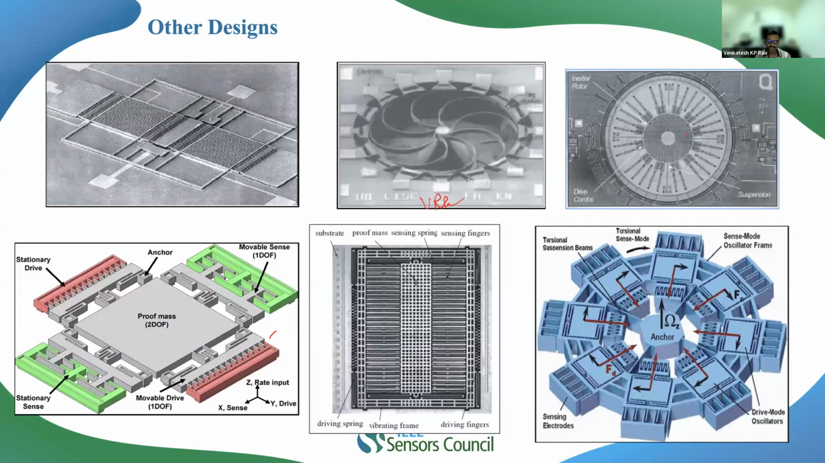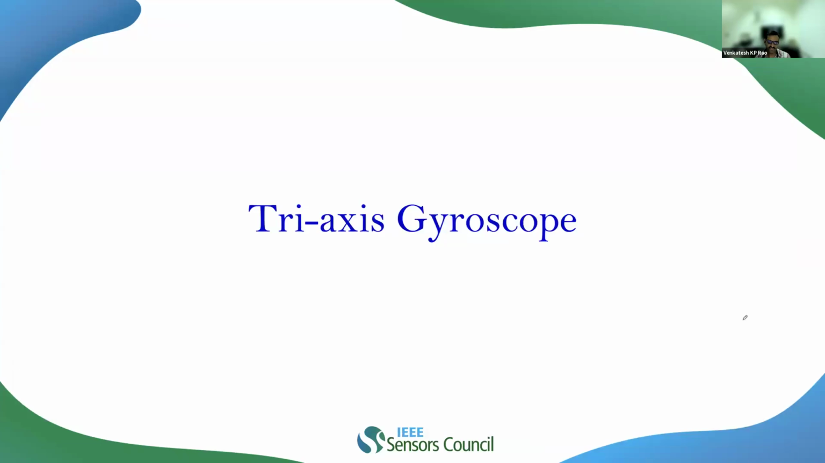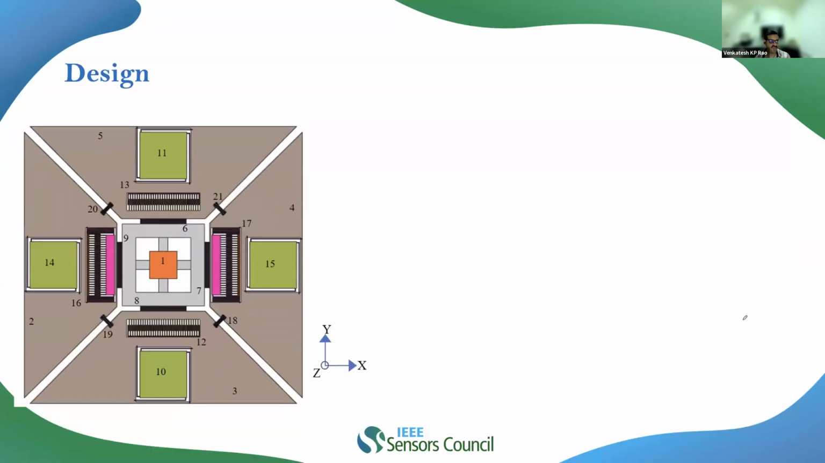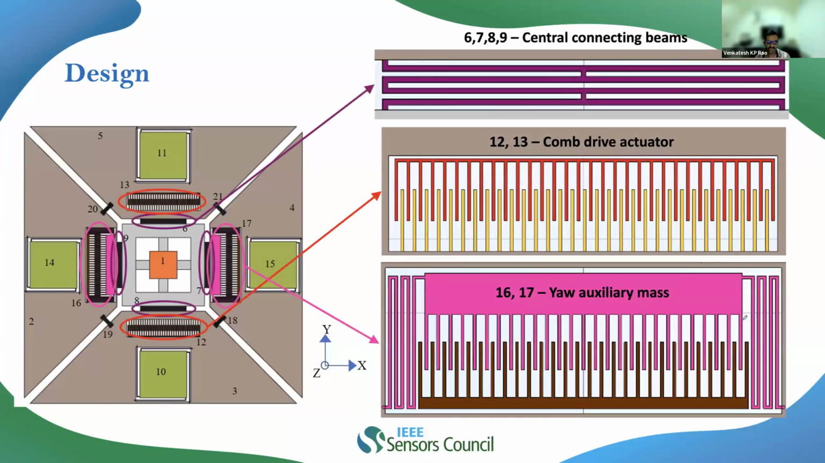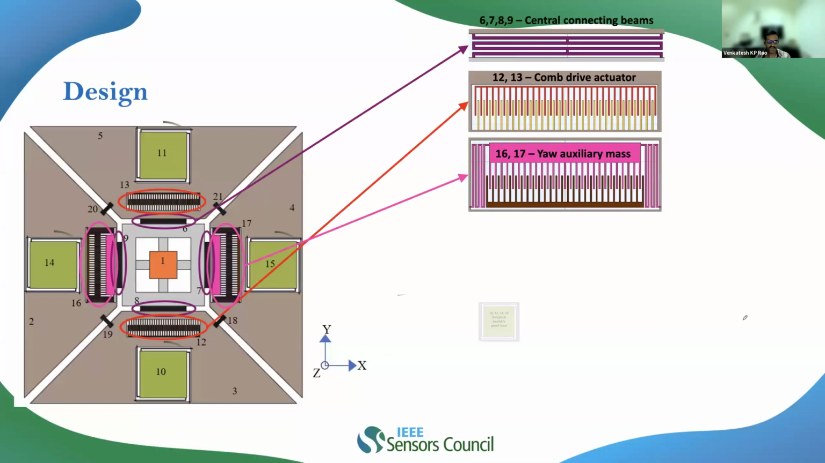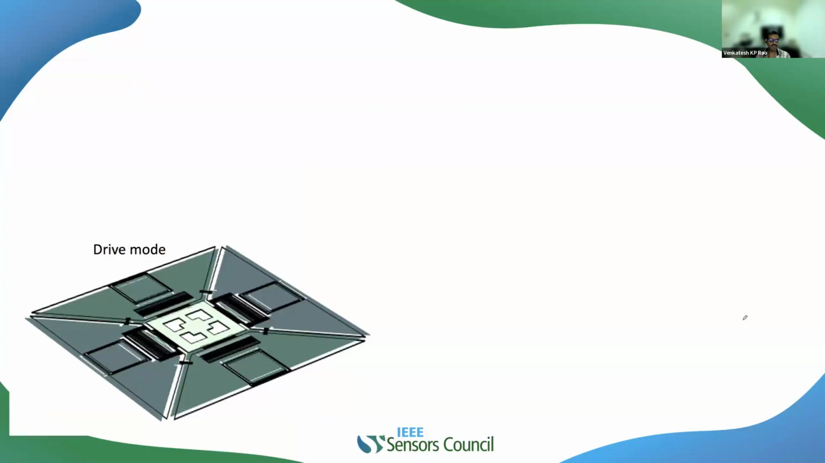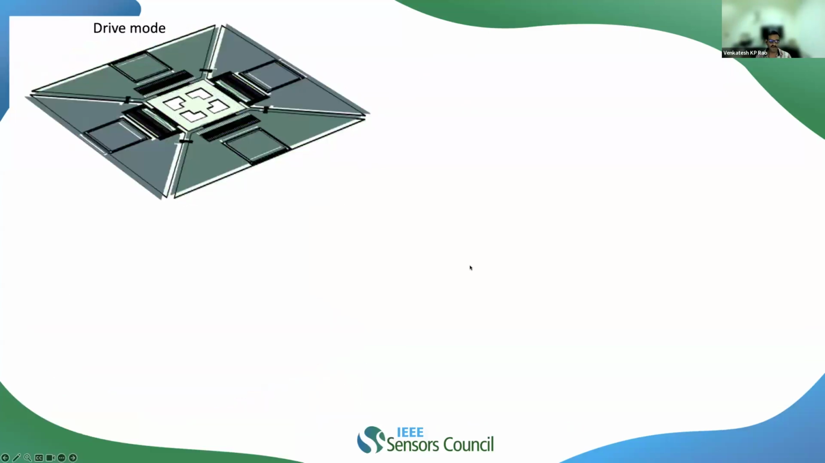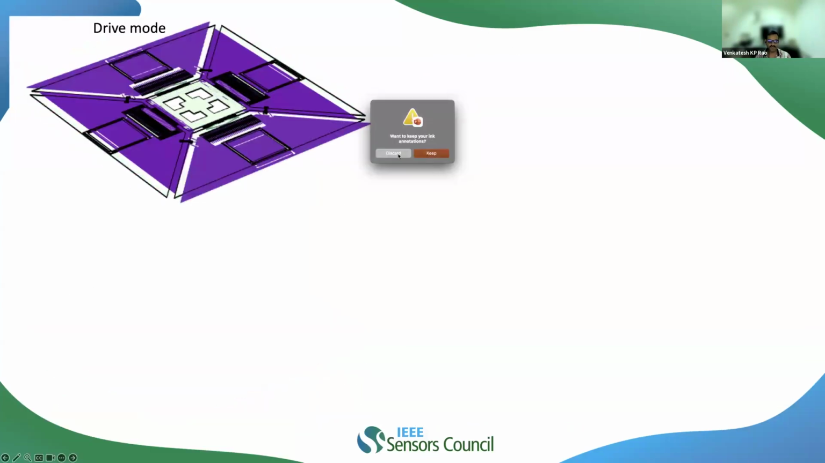Here, this VRG, we can realize it with the help of the SOI process. This is also, we can realize it with the help of the SOI process. This VRG also, we can realize it with the help of the SOI process. But keep in mind the process conditions whenever you are designing it. And we can even come up with plenty of tri-axis designs. As a matter of time, I will not go into the details of the tri-axis gyros.